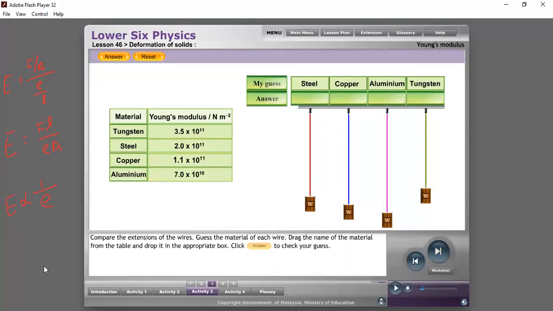Compare the extensions of the wires. Guess the material of each wire. Drag the name of the material from the table and drop it in the appropriate box. Click Answer to check your guess. So now, click Answer. Okay, so this means steel, copper, aluminum, and tungsten. By using the concept that the extension is inversely proportional to the Young's modulus, we get the answer.